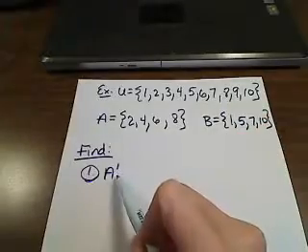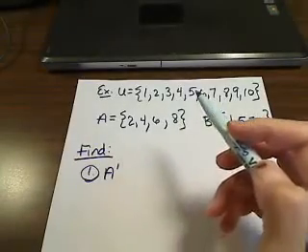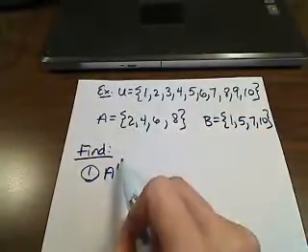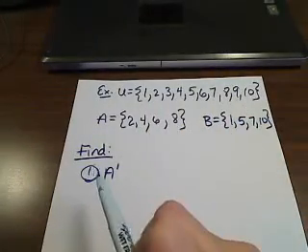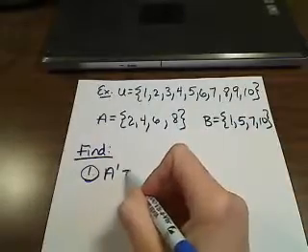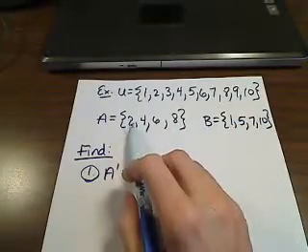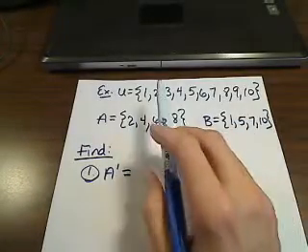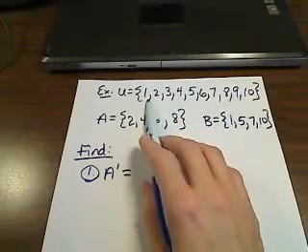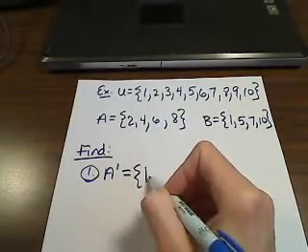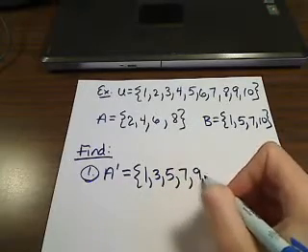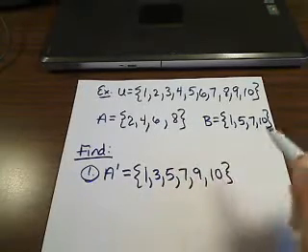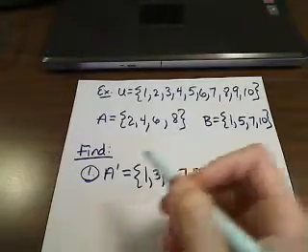So remember, A complement is all of the elements that are a part of our universal set that are not a part of A. So if you notice here, the elements we have in A are 2, 4, 6, and 8. The elements that aren't in A but are in U are 1, 3, 5, 7, and then also 9 and 10.